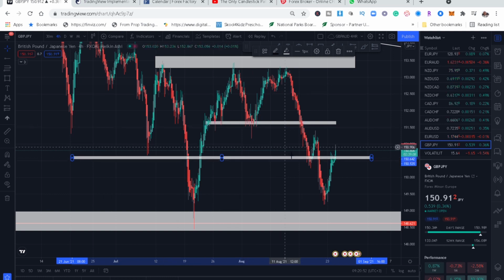How do I identify head and shoulder? How do I identify all these patterns? I'll be doing those videos shortly.